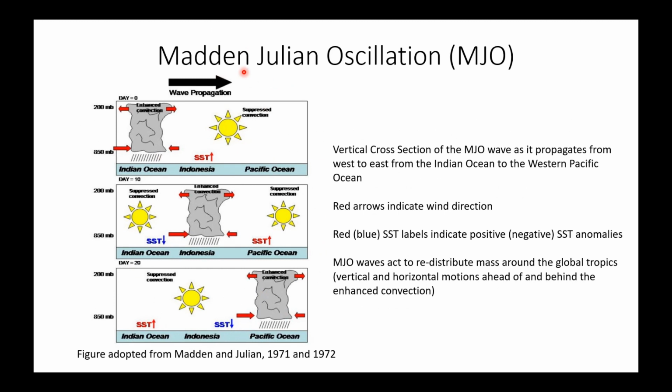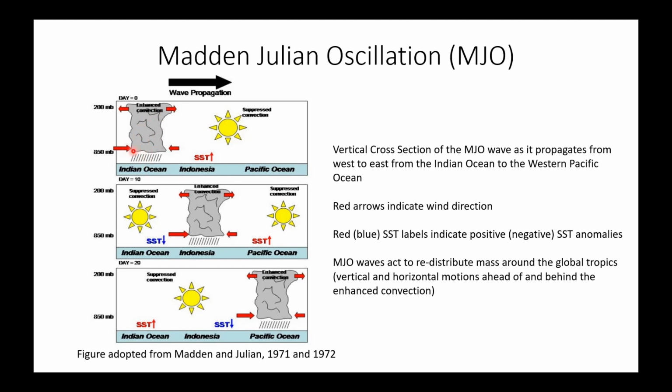Here is an example of the MJO, generally showing you this enhanced area of convection, or enhanced area of rainfall, here in the top left diagram. I'll break down what each of these arrows and the coloring means here. This is a vertical cross section, by the way, of each of these examples of the MJO wave as it propagates generally from the west towards the east, from the Indian Ocean. In the top example here, you notice how this convection, enhanced precipitation, enhanced rainfall, is over the Indian Ocean initially. This is showing us day 0, okay?